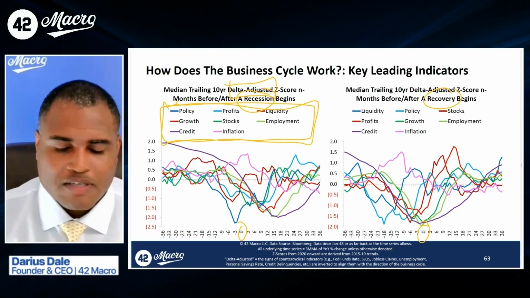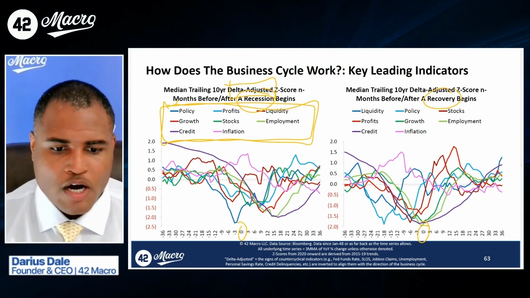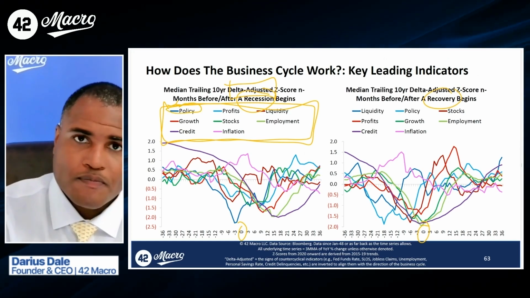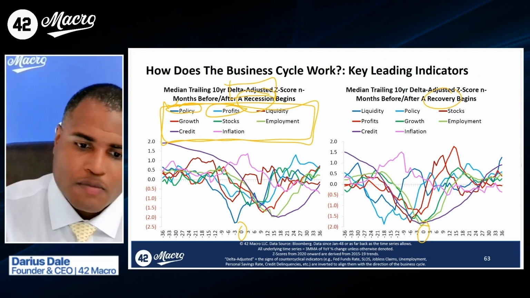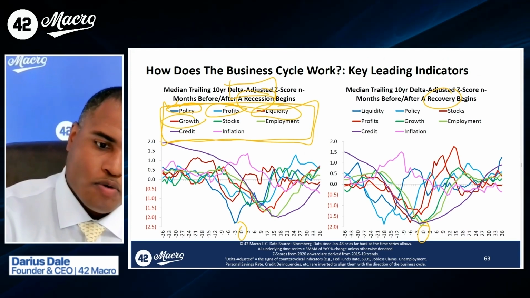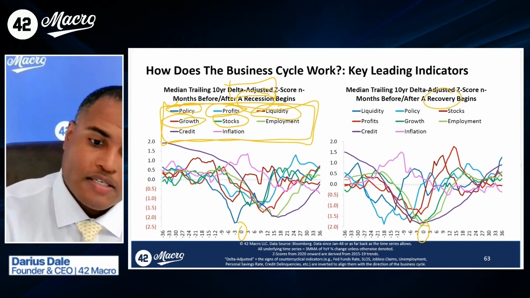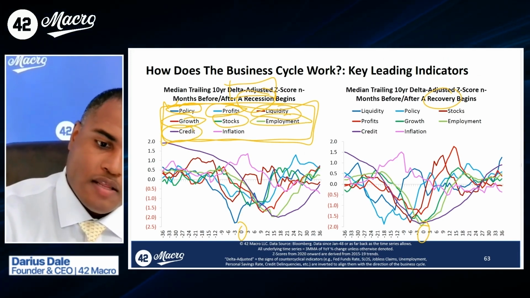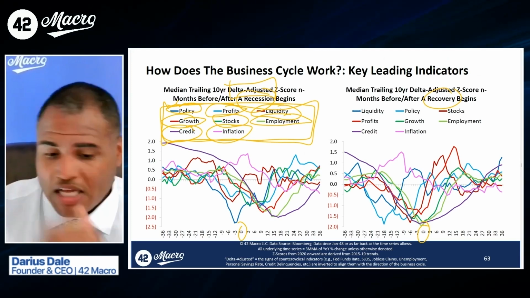So how the business cycle works, in terms of the order of these indicators for the various cycles in this chart, is that policy breaks down first. Then it causes corporate profits to break down. Then that causes liquidity to break down. Then it causes growth to break down. Then the market breaks down. Then employment breaks down. Then credit breaks down. Then inflation breaks down. So that's how the business cycle works.